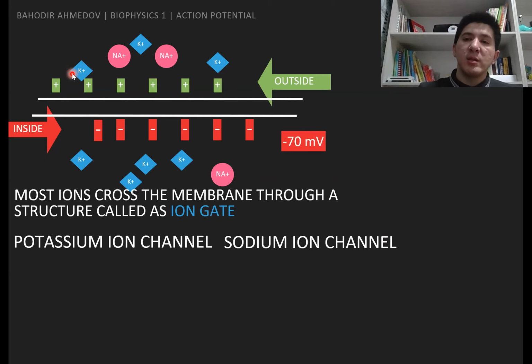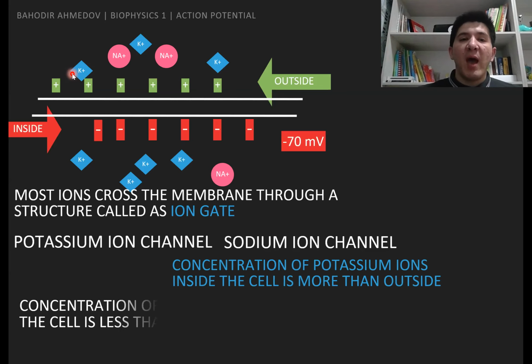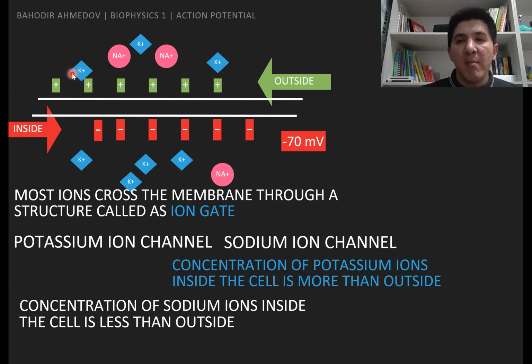So through these gates, the sodium ions are going to move in and out. At this stage, you also need to know that the concentration of the potassium ions is much higher inside than outside. It means that the number of potassium ions inside the cell is much more than the number outside the cell. At the same time, we have the reverse situation for the sodium ions. The number of sodium ions is much more outside than inside. So the concentration of the sodium ions is much higher outside than inside.